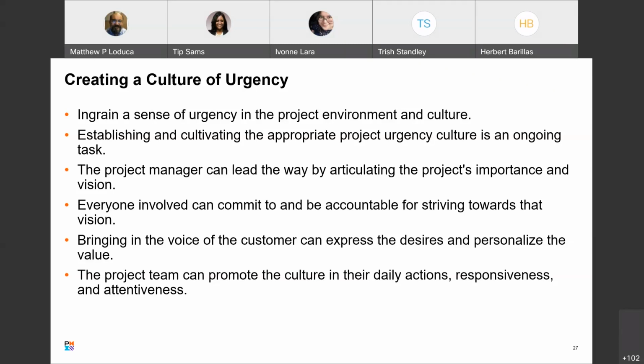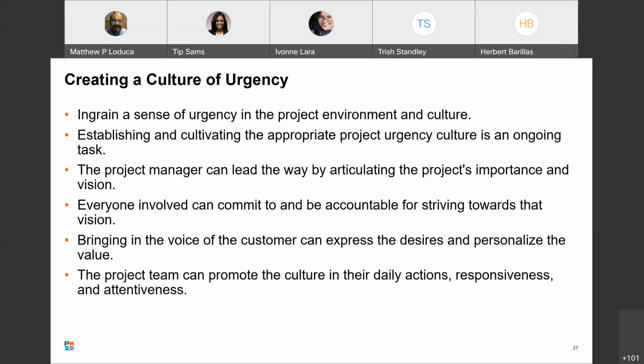Bringing in the voice of the customer can express the desires and personalize the value. This is really important to Agile, and this has been important to every methodology that's out there. Even now in Agile, they don't necessarily bring the voice of the customer in. When we talk about going through the steps, we demo it to the customer, they look at it and say, yeah, this is what I wanted, or I don't like this. Customers should be engaged throughout the life of the project, telling you what they want, what they don't want, and what they're looking for.